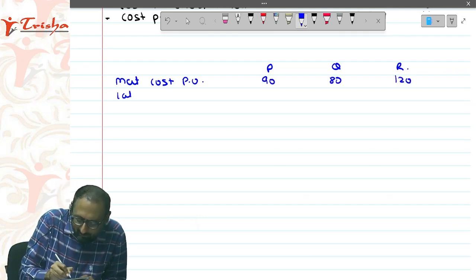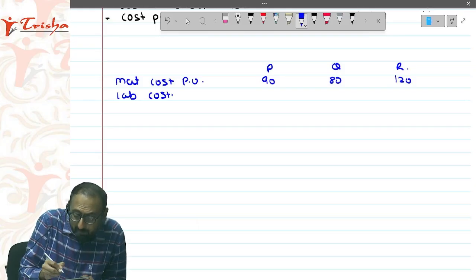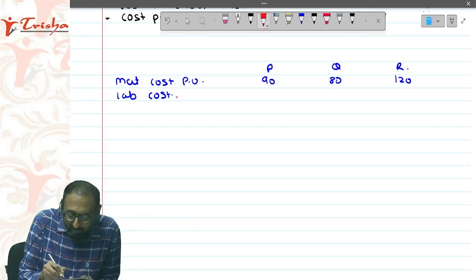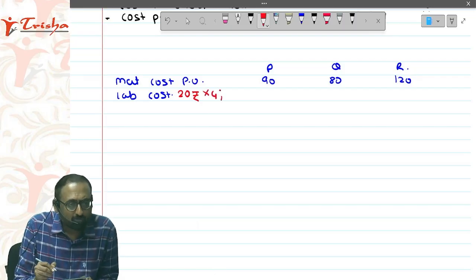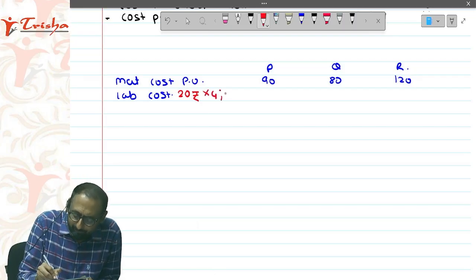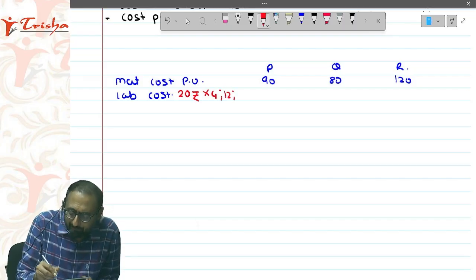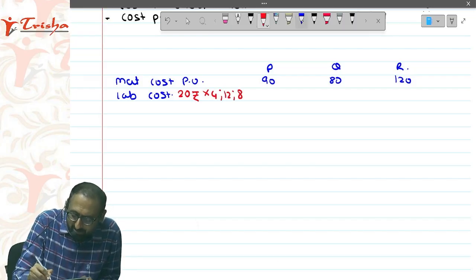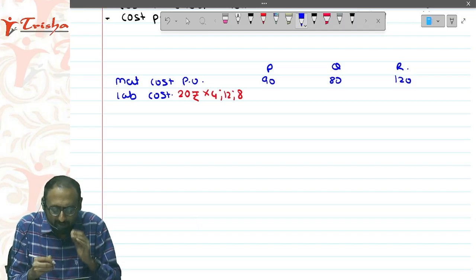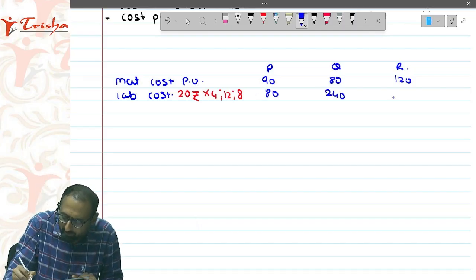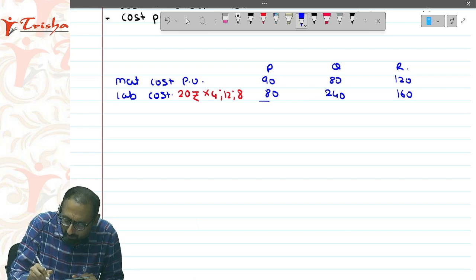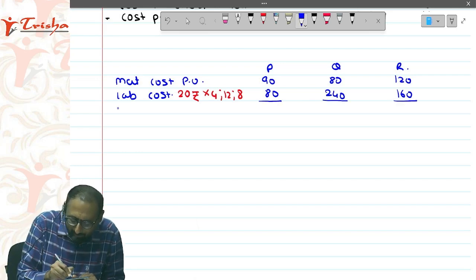Check how much will be the labor cost, guys. Be careful, Sirji. The labor rate is given, 20 rupees per hour, I think so. And how many hours required for P? 4 hours. How many hours required for Q? 12 hours. How many hours required for R? 8 hours. So please tell me how much will be the labor cost applicable to P? Is it 80 rupees? Is it 240? Is it 160? So material plus labor will be your prime cost.